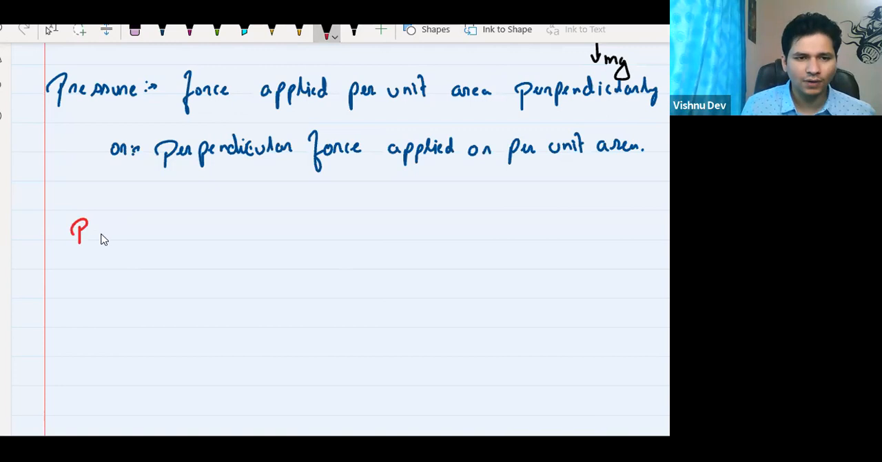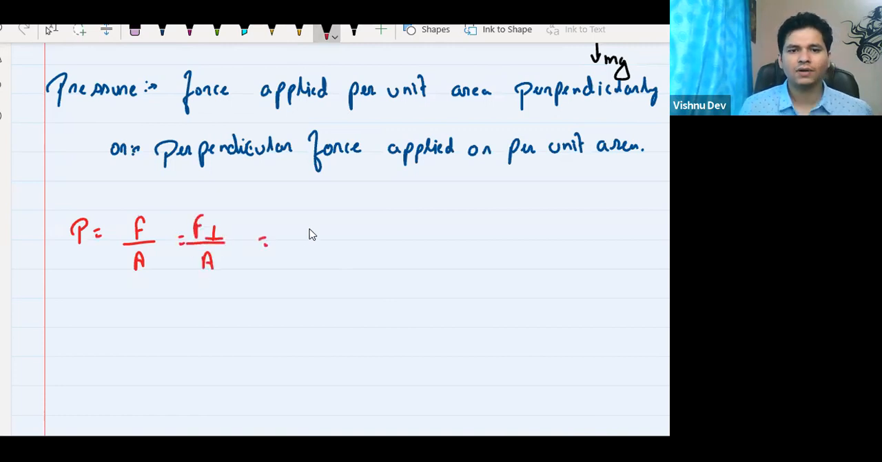Sir, pressure is equal to force per unit area. But what is this force? Sir, this force should be perpendicular. So I can write, sir, perpendicular force, right? The sign for perpendicular is like this. Perpendicular force per unit area, right? Anna? Or I'll just write perpendicular force.